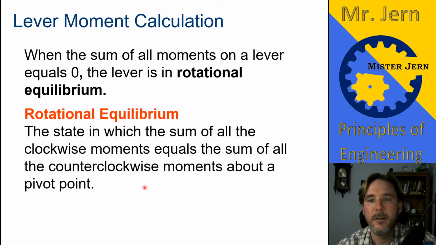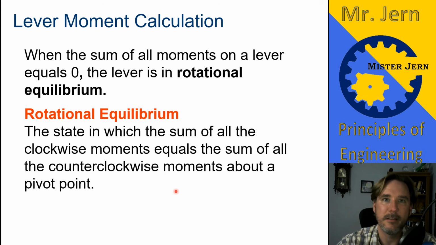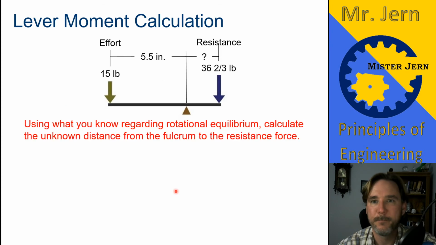Rotational equilibrium is this. It's when all the clockwise moments equal the sum of all the counterclockwise moments around a pivot point. So think of a seesaw where you're perfectly balanced, or think of a bicycle tire that is just spinning perfectly and not slowing down, all right, because it's just at a constant speed because there's no acceleration.